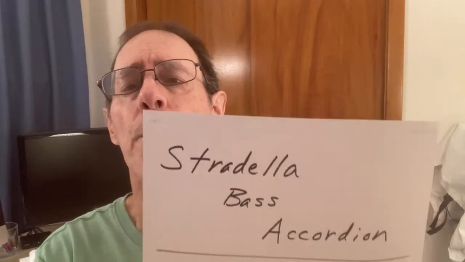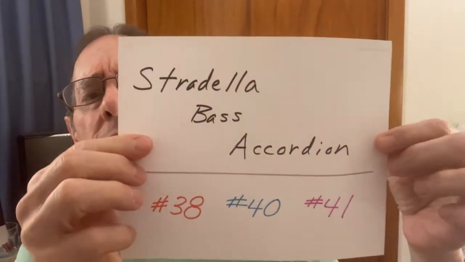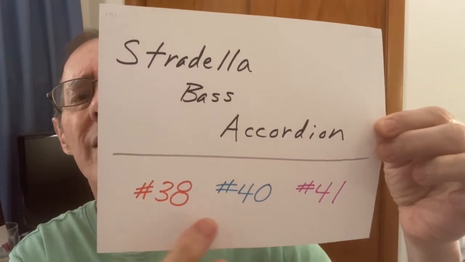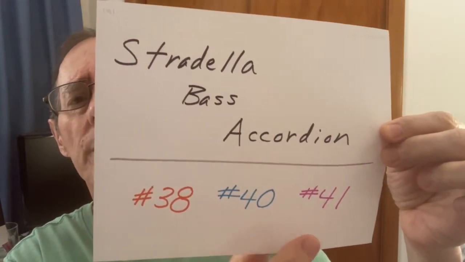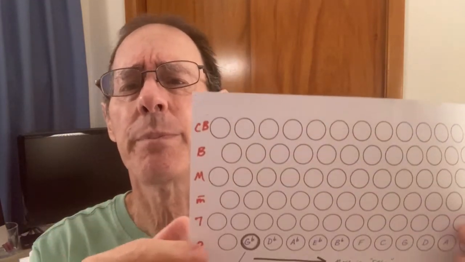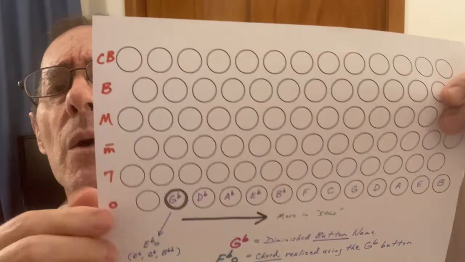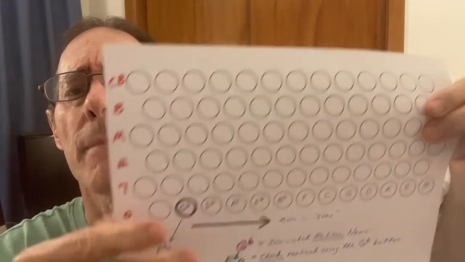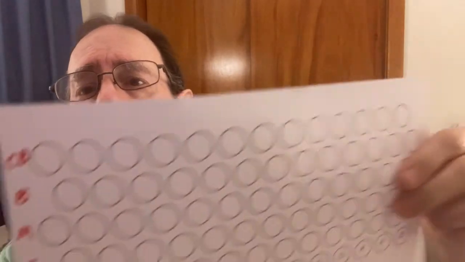This video is a companion to my Stradella bass accordion videos, number 38, number 40, and number 41. It kind of goes with them. Now, before I go any farther, I want to say that this is very important. In the previous videos, here's your Stradella bass configuration on the left-hand side of the accordion.